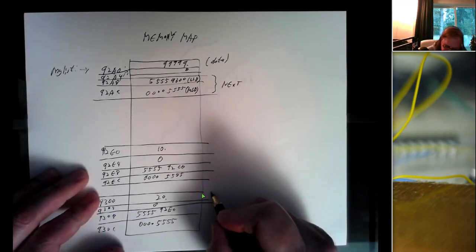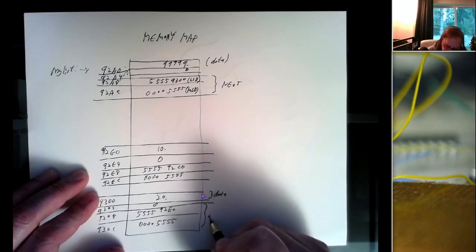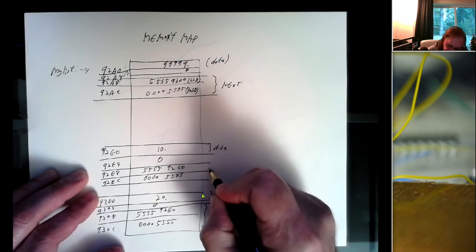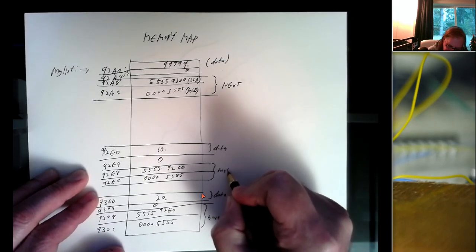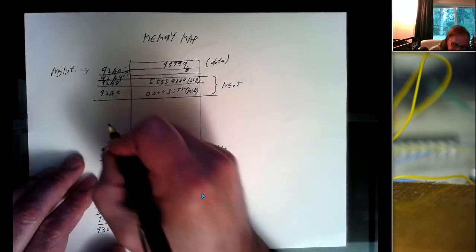All right, so what is this? This is our data value. This is our next value. This is a data value. This is a next value. And now let's look at what's location 92C0.